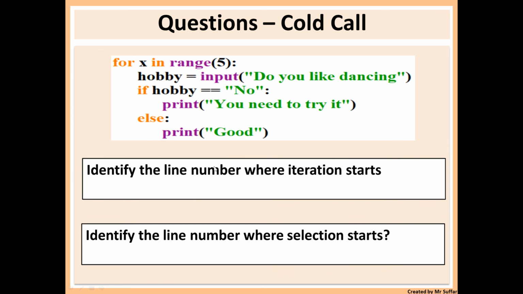Now it says identify the line number where iteration starts. Iteration is loops, so for loops or while loops, and that starts in line 1. So line 1 contains iteration. Then it says identify the line number where selection starts. Selection starts in line 3 because that's where the if statement starts. So line 3 contains the selection.